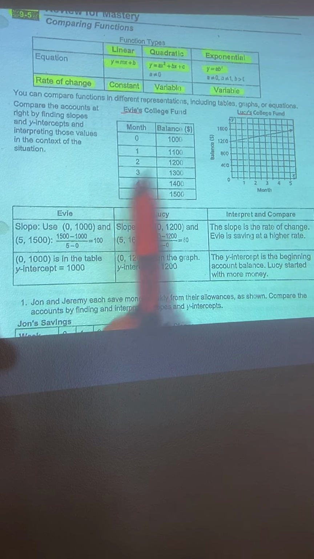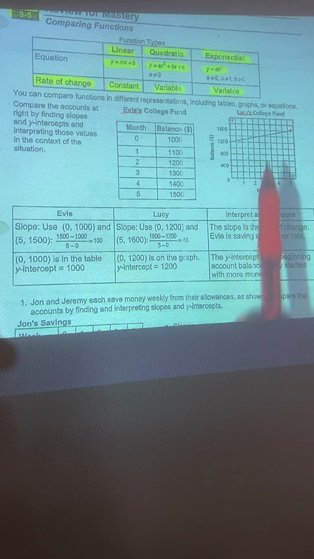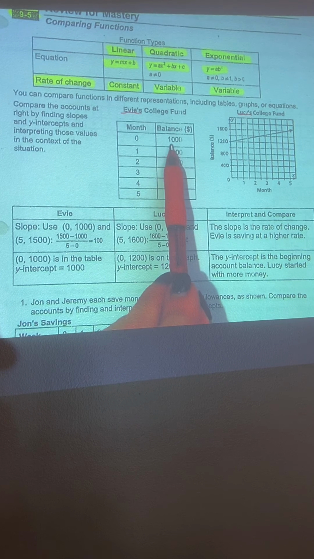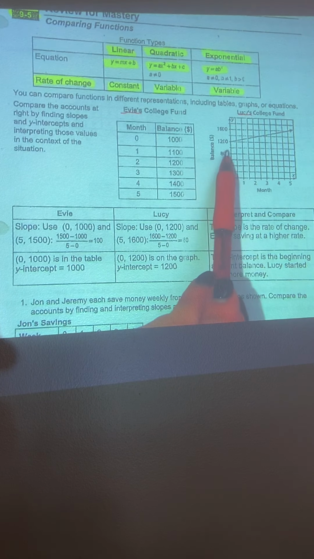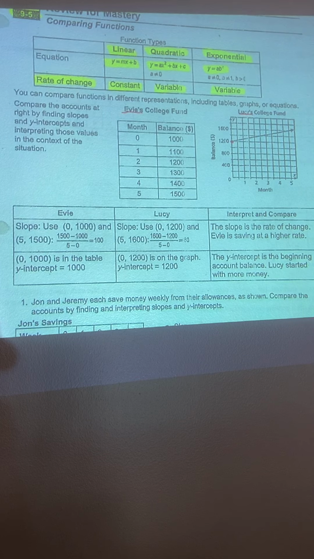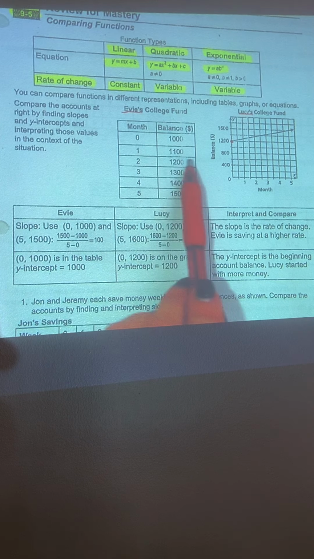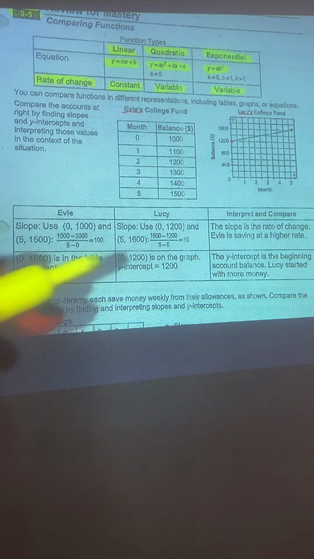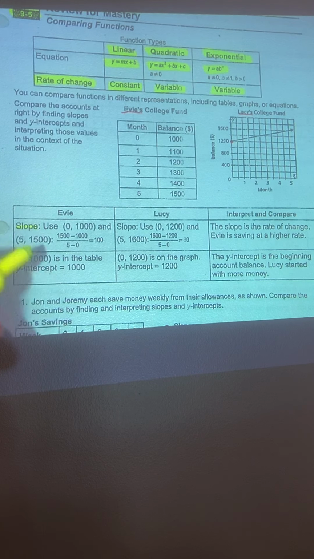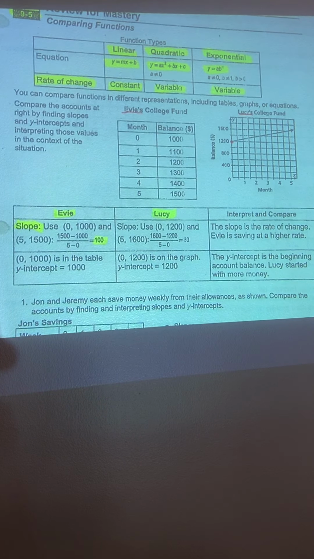we have Evie's balance every month, and we can see it's going up by $100. Evie's starting with 1,000, going up by 100. Lucy's starting with 1,200. Okay, and what's she going up by? Well, we need to find the slope. So we found the slope for Evie. We'll talk about Evie first. Y2 minus y1 over x2 minus x1. We found her slope to be 100. Evie's slope is 100.